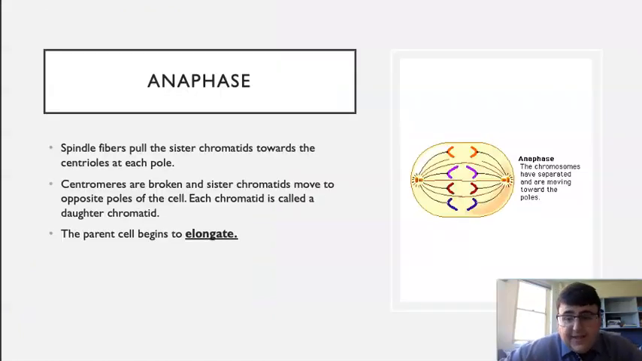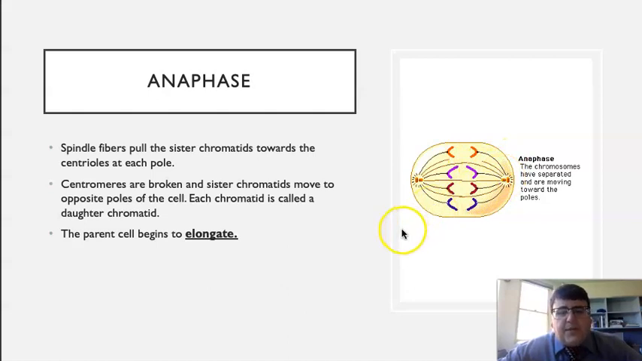Next up we have anaphase. Anaphase is when you're going to have spindle fibers pulling the sister chromatids toward the centrioles at each pole, so they're continuing to pull, but this time there's nowhere they can go. The chromosomes are already in the dead center of the cell, there's nowhere else they can go, so as the spindle fibers continue to pull, what happens is the centromeres will actually be broken, and instead the sister chromatids will move. One sister chromatid from each chromosome moves to each pole.